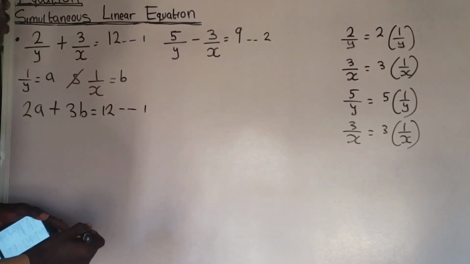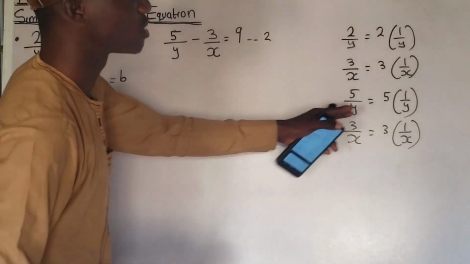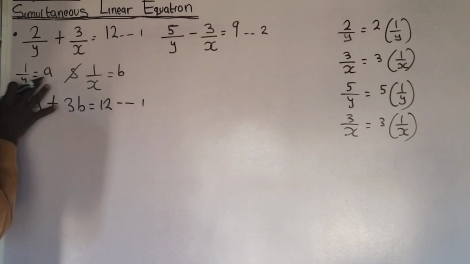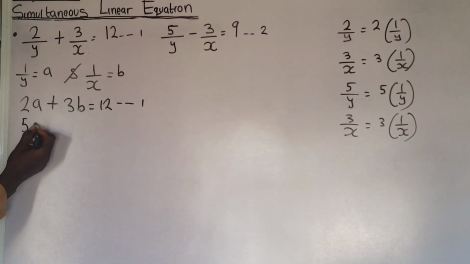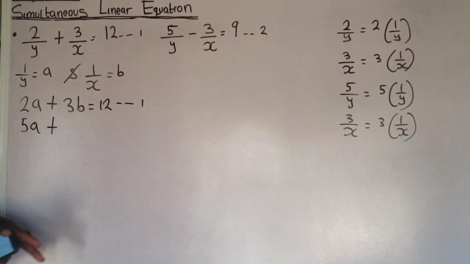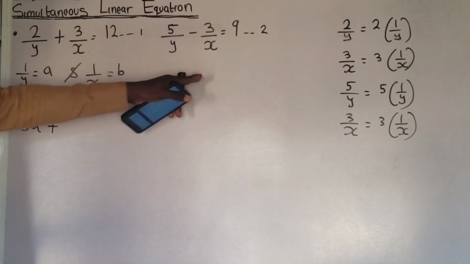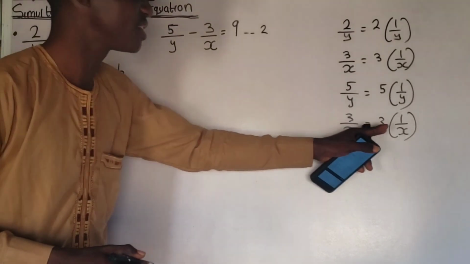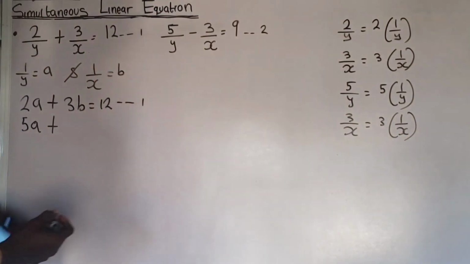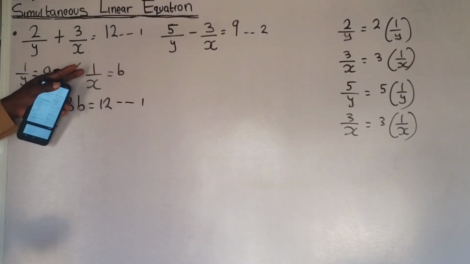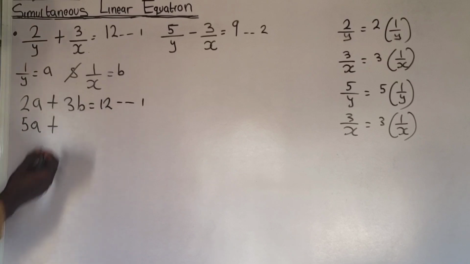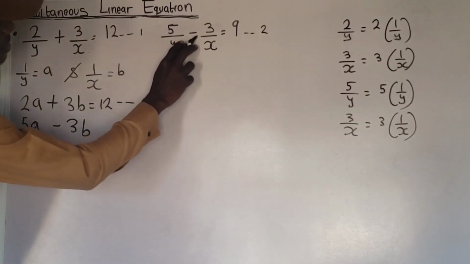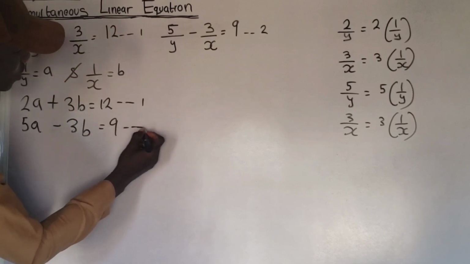Now let's proceed to equation 2. 5 over y can be written as what? 5 into bracket 1 over y, and I've already represented 1 over y as a. So for this I'm going to have 5a plus, now for the negative 3 over x, look at this. Don't forget that 3 over x can be written as what? 3 into bracket 1 over x, and I've already said let 1 over x equal b. So I'm going to have negative 3b now. Negative 3b, because of this negative sign. Do you understand? Equals 9. Let us call this equation 2.